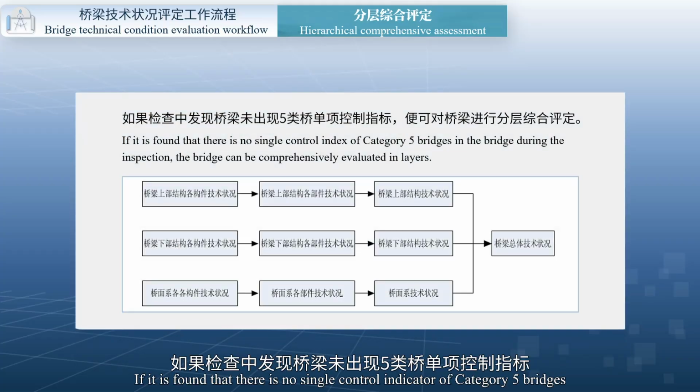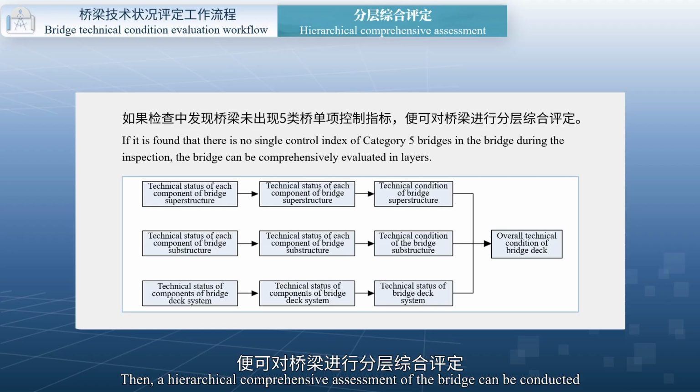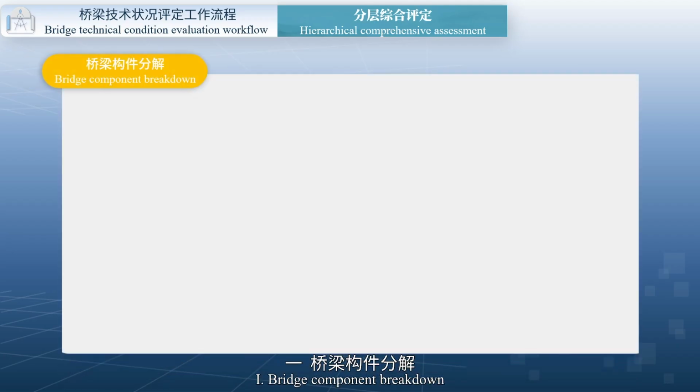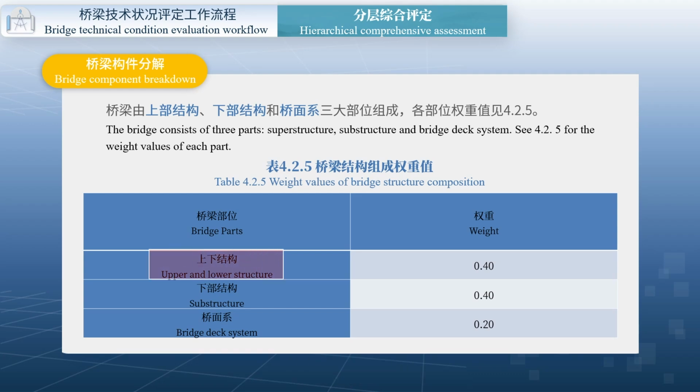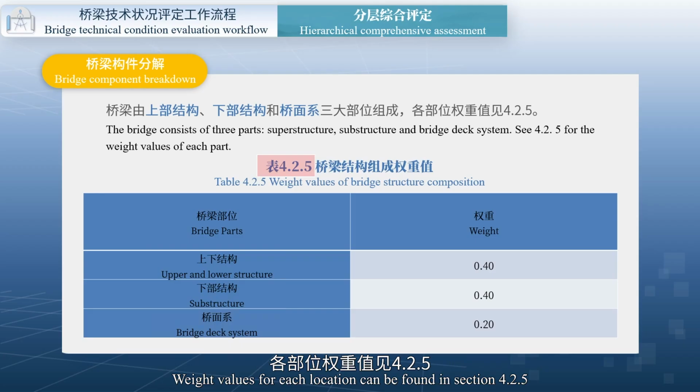If it is found that there is no single control indicator of Category 5 bridges in the bridge during the inspection, then a hierarchical comprehensive assessment of the bridge can be conducted. First, bridge component breakdown. The bridge consists of the superstructure, substructure, and bridge deck system. Weight values for each location can be found in Section 4.2.5.